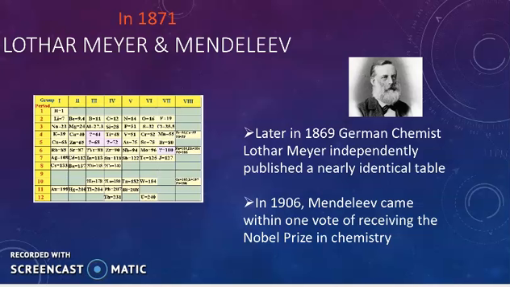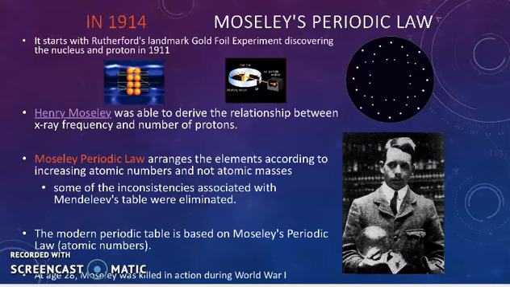But what Meyer called his periodic table was the periodic chart of the atoms, and he arranged them according to atomic volume and weight. And then in 1906, later on, Mendeleev did come within one vote of receiving the Nobel Prize in Chemistry, later on after all of this stuff was done.